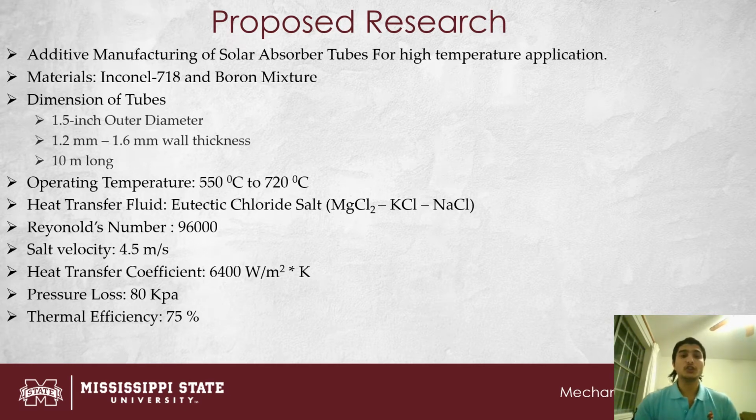The dimensions of the tube were 1.5 inch outer diameter. We wanted the tube to be 10 meters long. The thickness of the tube will be 1.2 millimeters to 1.6 millimeters. We prefer chloride salt as our heat transfer fluid. The operating temperature for a solar tower is generally between 550 degrees centigrade and 720 degrees centigrade. We plan to obtain a thermal efficiency of 75%.